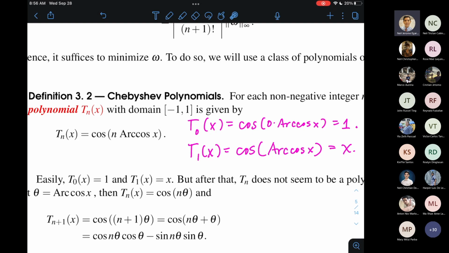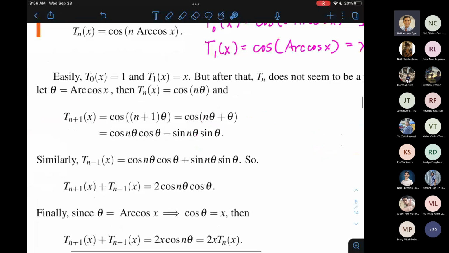Tapos, pangalawang bagay, sir, naglolokohan tayo, mukhang hindi na siya polynomial kapag n ay mas malaki na. For instance, if n is equal to 10, this will be cosine of 10 arccosine of x. How is it a polynomial? Well, we'll just need to recall trigonometric identities para mapakita na siya talaga isang polynomial, at least defined from negative 1 to 1. So, una, expand muna yung T sub n plus 1.